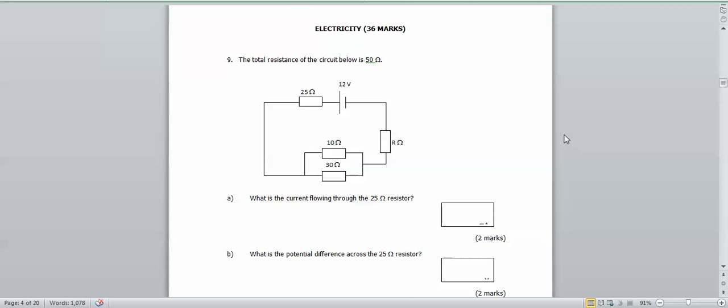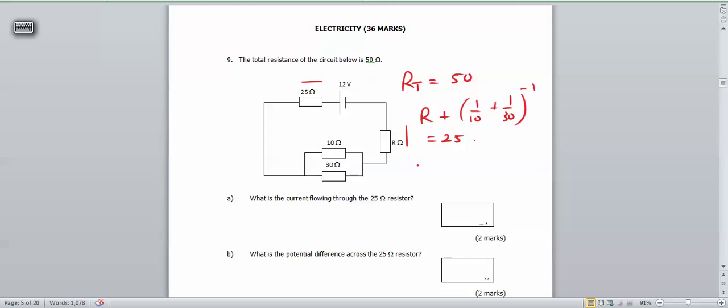Okay, let's have a look at the next question. Total resistance of the circuit is 50 ohms. What is the current flowing? Now, this one gets a little bit trickier because we know it's equal to 50. So therefore, we've got this 25 ohm resistor in series with this. So therefore, we know that R, forget about the 25 for a moment, this R plus 1 over 10 plus 1 over 30, to the power negative 1, is equal to 25.